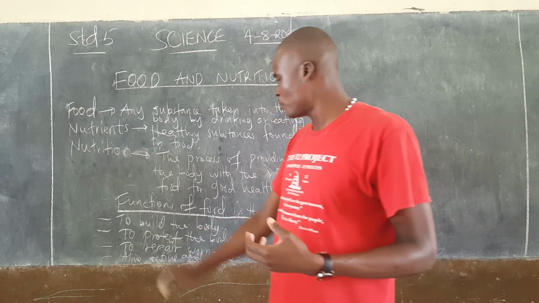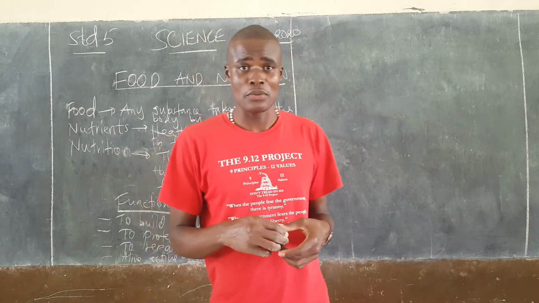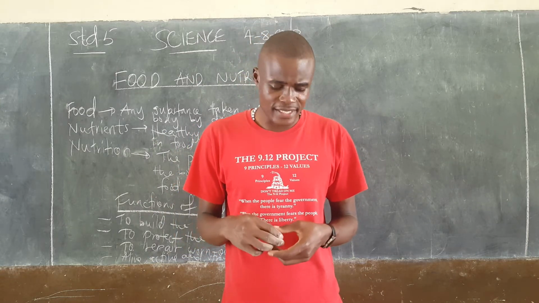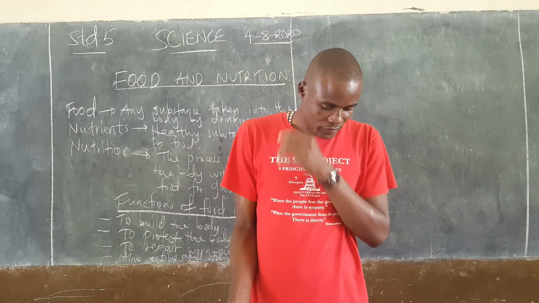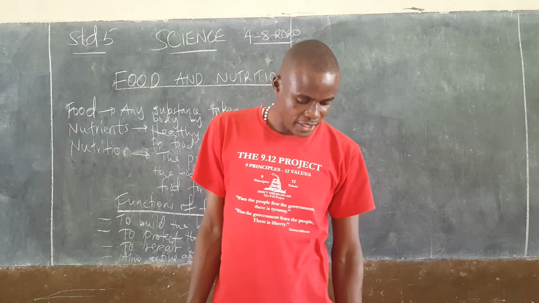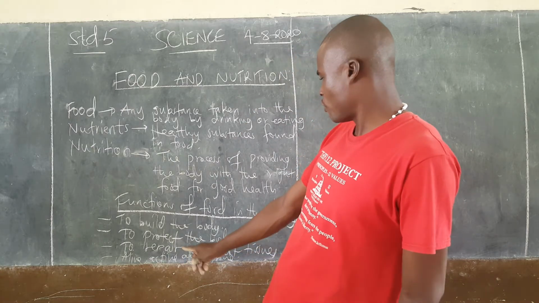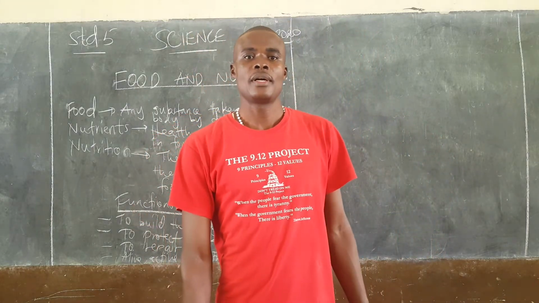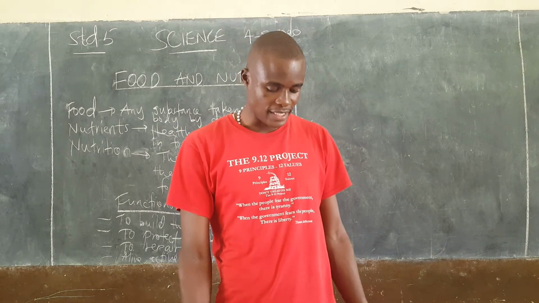And then we have number two, to protect the body against diseases. Which food protects us against diseases? The one that protects the body, Lana, are vitamins. They protect us from diseases and the rest.